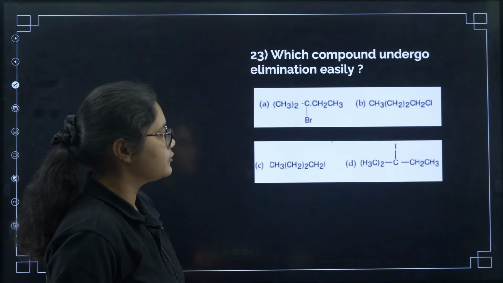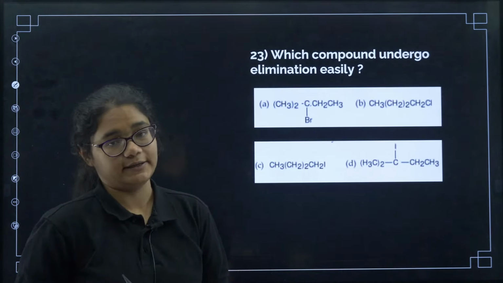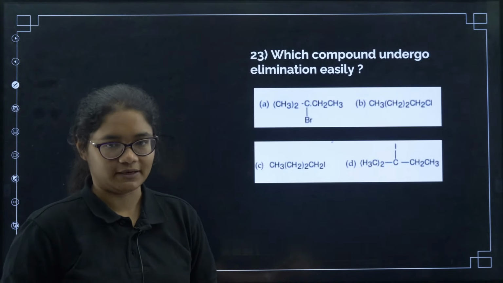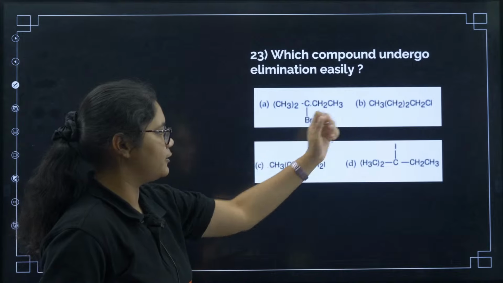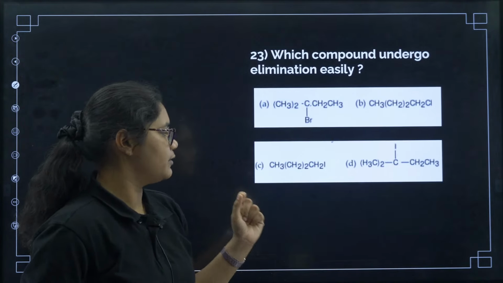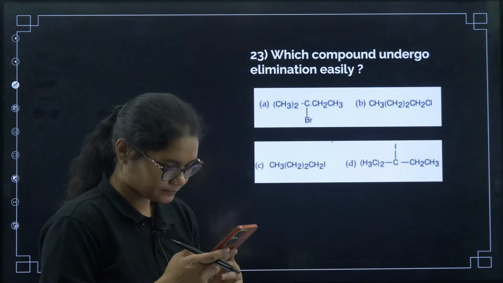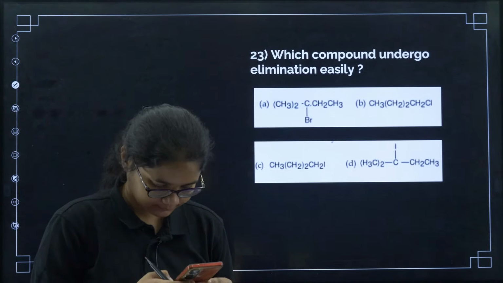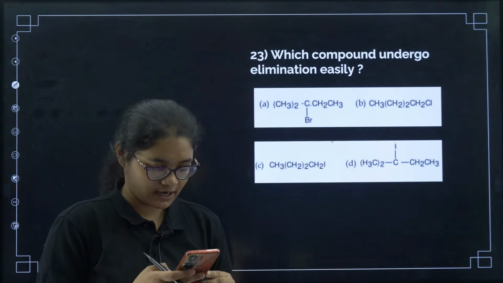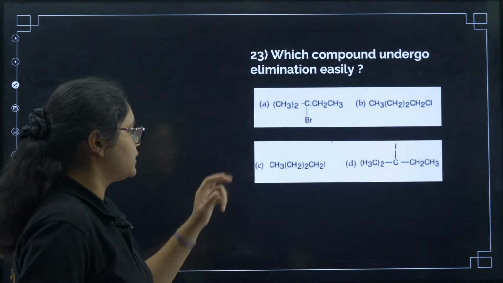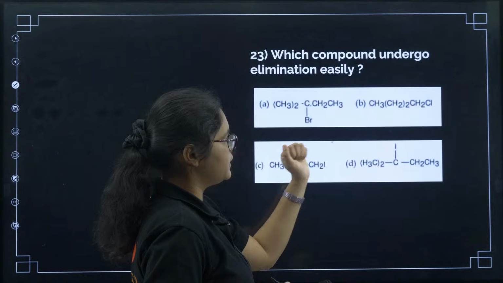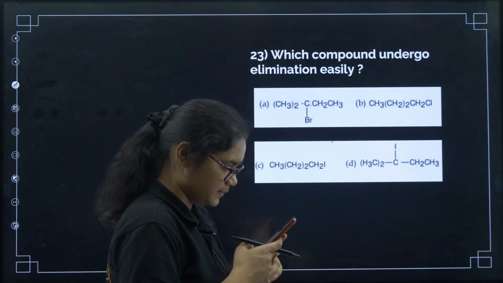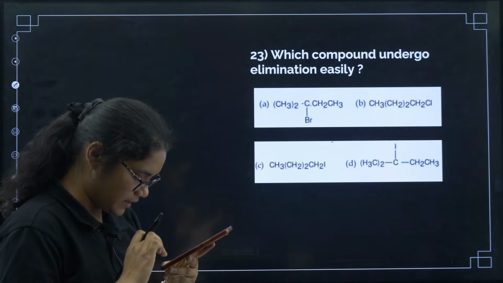Which compound undergoes elimination reaction easily? We know that one of the reactions shown by haloalkanes is elimination. So if these are all haloalkanes, which one will undergo elimination easily? Here you have bromine, that is a chain bromine. Here you have chlorine. Here two options you have iodine. Please see the options correctly and answer.